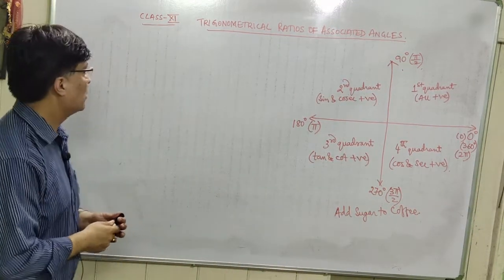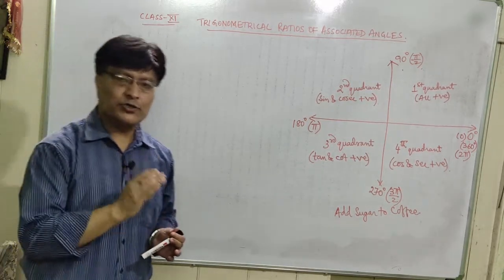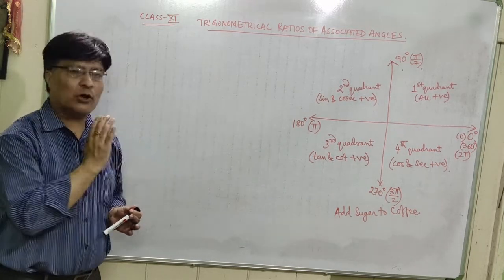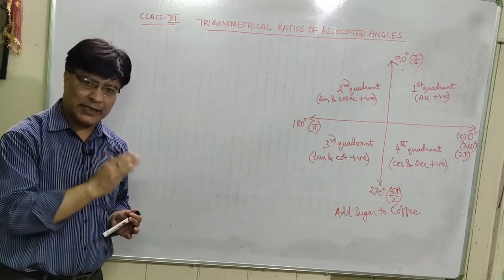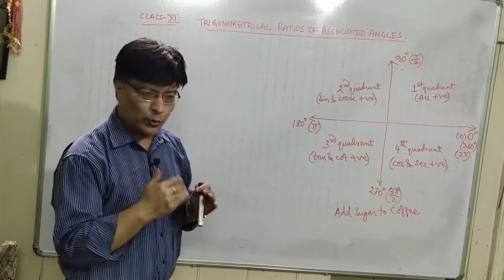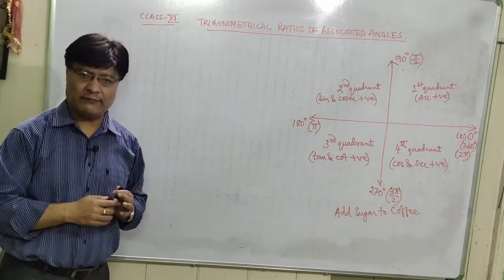So now we have done formula number 1. Formula number 1, that is trigonometrical ratios of negative angles. And negative angles always lie in the fourth quadrant. Whatever may be the angle here, negative angles always lie in the fourth quadrant. So we have done number 1, trigonometrical ratios of negative angles.